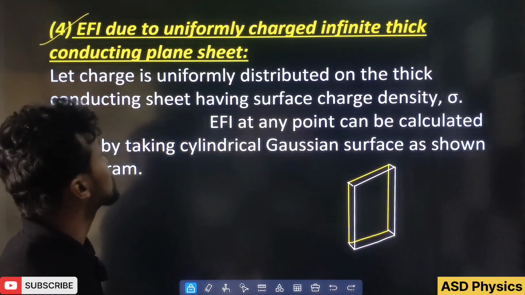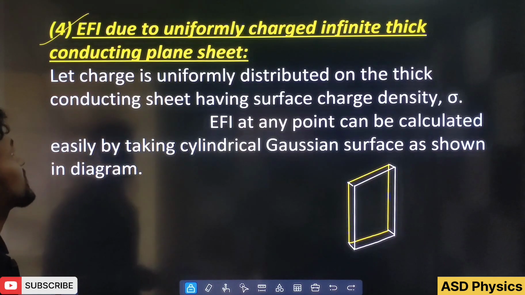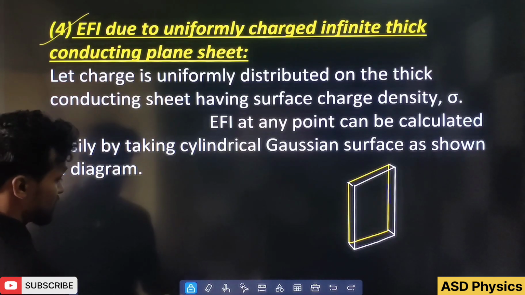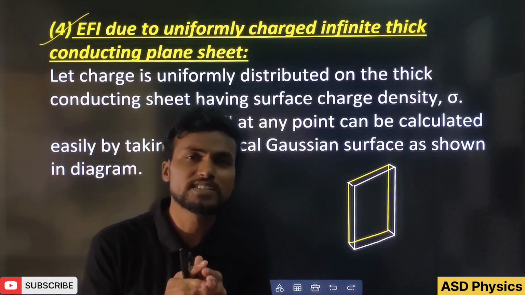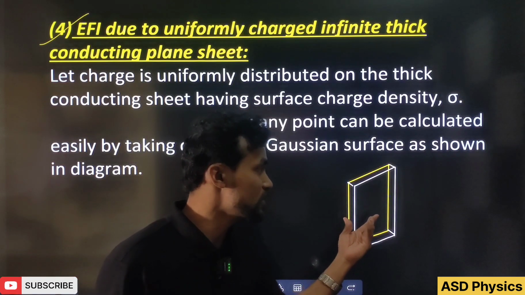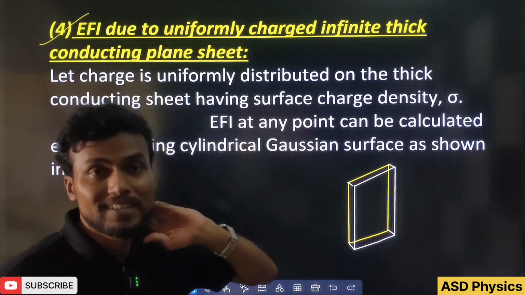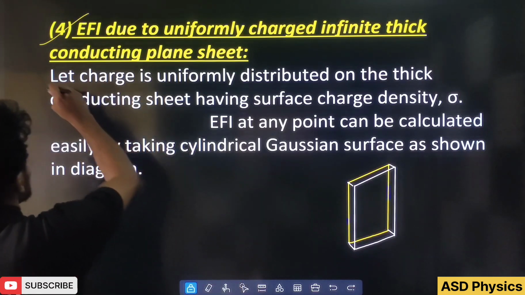Now the fourth application: electric field intensity due to a uniformly charged infinite thick conducting plane sheet. Thick conducting plane sheet means just like your notebook. Whenever you see your notebook, two sides will be there, right? Left side and right side. Here also I have drawn the two sides, one with yellow color and another one with which color? White color. Okay, so let's see first.